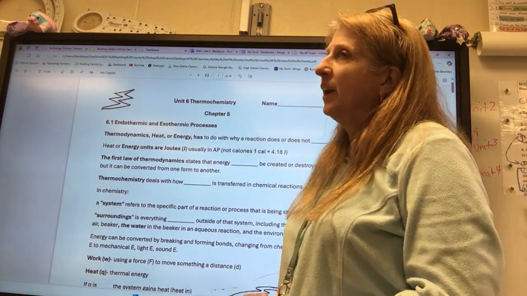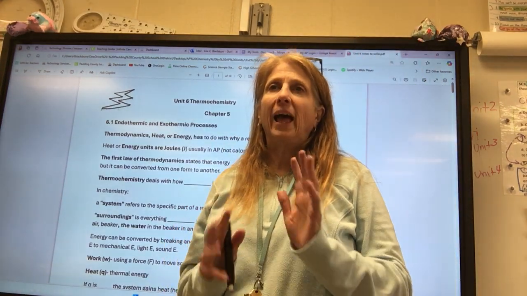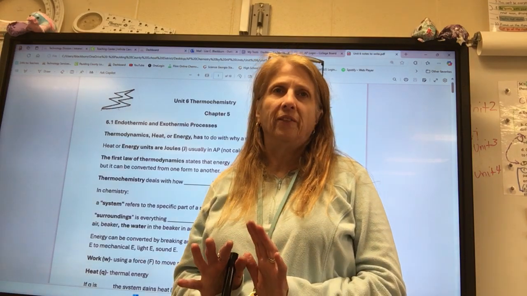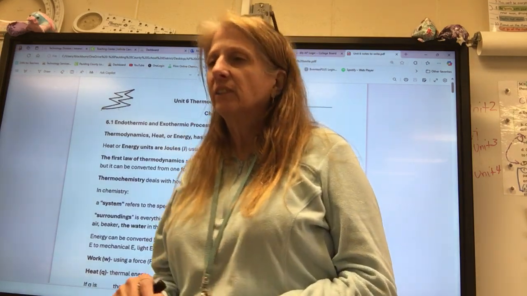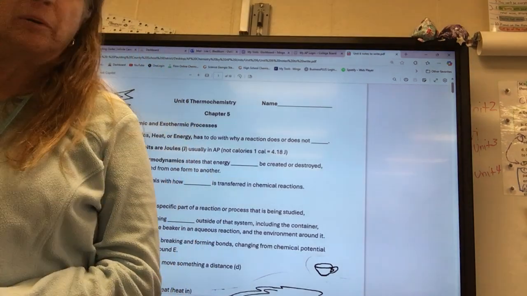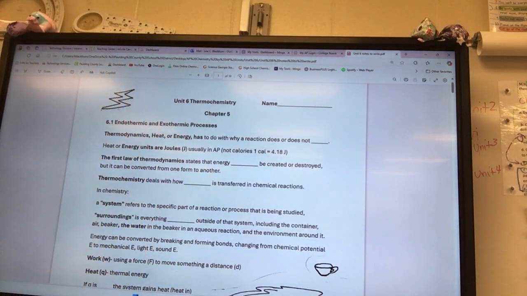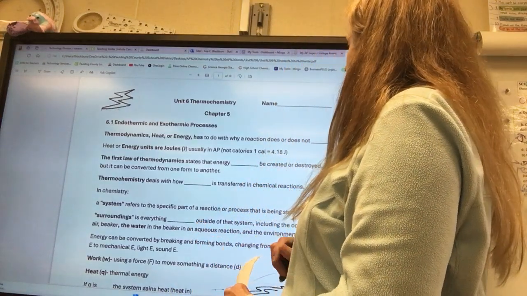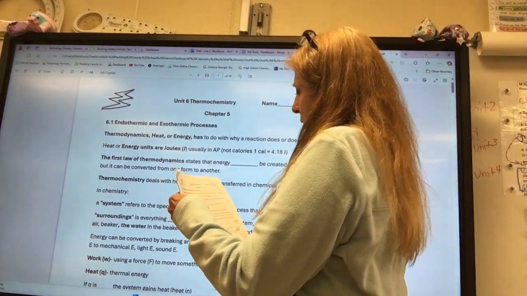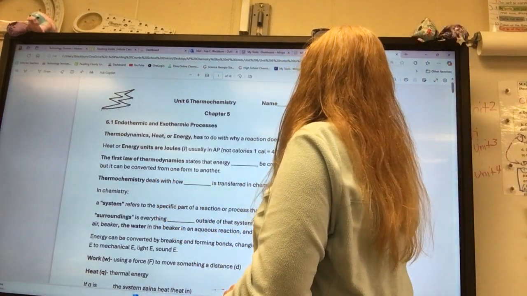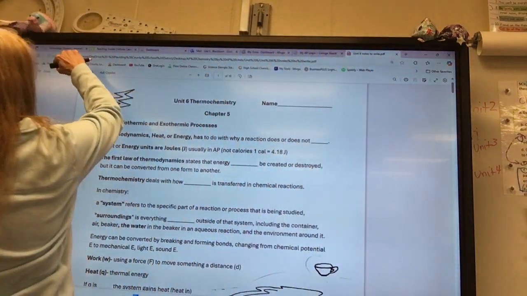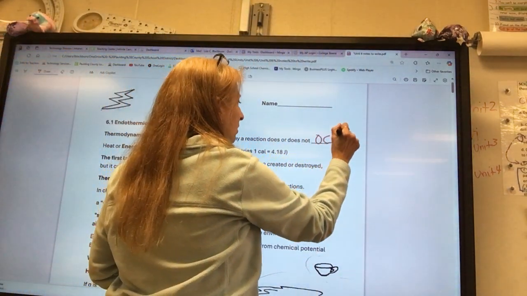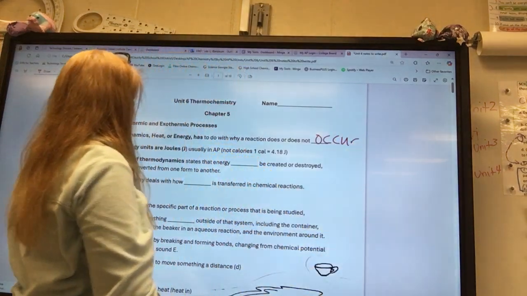Thermochemistry, Unit 5, and about half of this you already learned in honors. No, 3/4 of this you already learned in honors. So this is pretty easy. Where did I put my copy of the notes? Here they are. Okay, so thermodynamics, heat or energy, has to do with why a reaction does or does not occur. So this was your warm-up question.